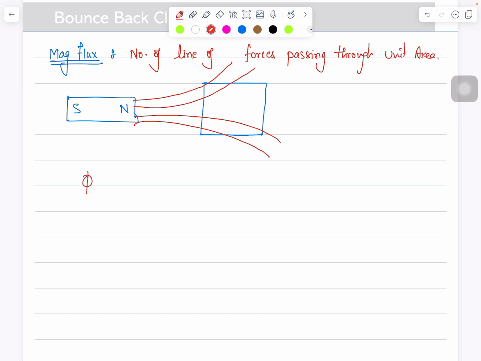So can I say flux? The symbol is phi. The first factor is magnetic field, which equals B. Second is area A, and there is an angle which gives cosine theta. So flux is BA cos theta.